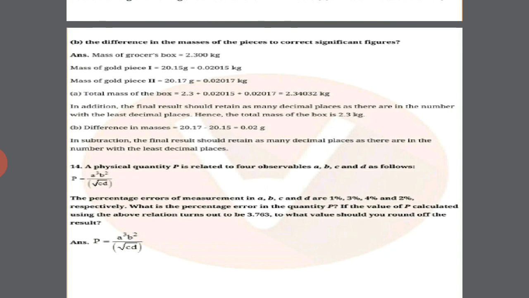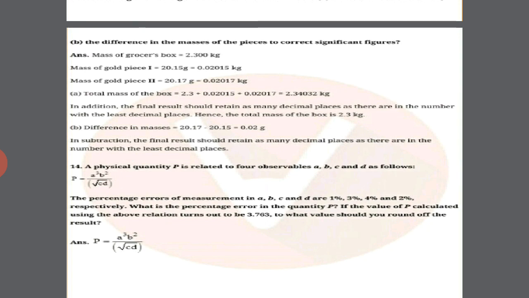The difference in mass is this one. The difference in the mass of the pieces to the correct significant figure is this one. In subtraction, the final result should retain as many decimal places as there are in the number with the least decimal places. Next question.